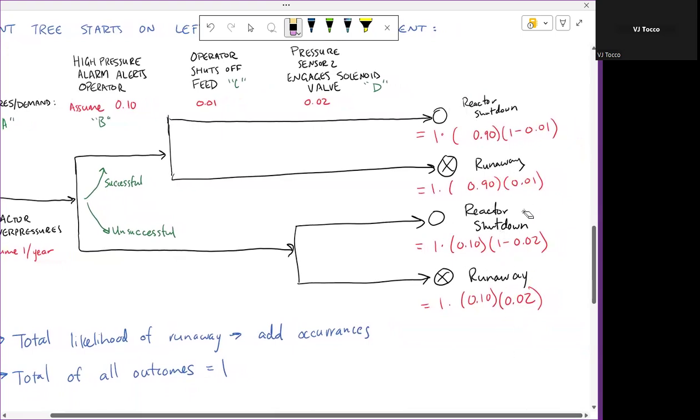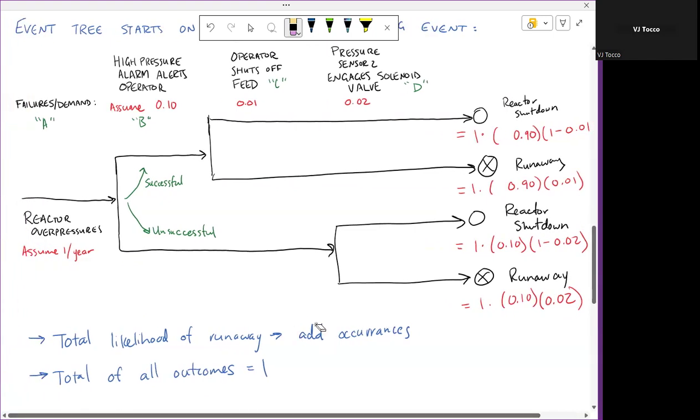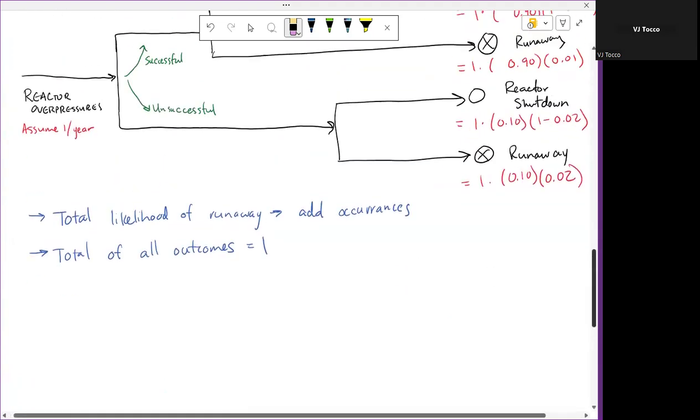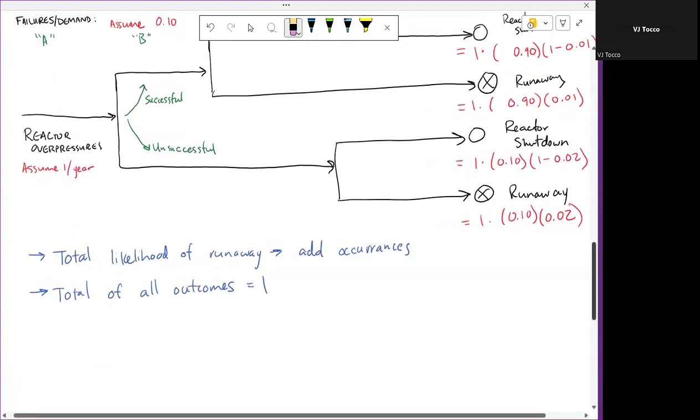So after I calculate all these numbers, if I were interested in the total likelihood of the runaway, remember I have 2 scenarios in which I have a runaway reaction, I would simply add the probabilities for these 2 occurrences. Similarly, for the reactor shutdown, I would add the probability of those reactor shutdowns. And then as a final check, I would just see that the total of all my outcomes is equal to 1.